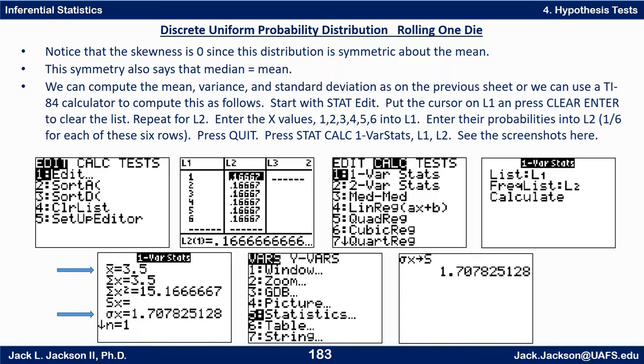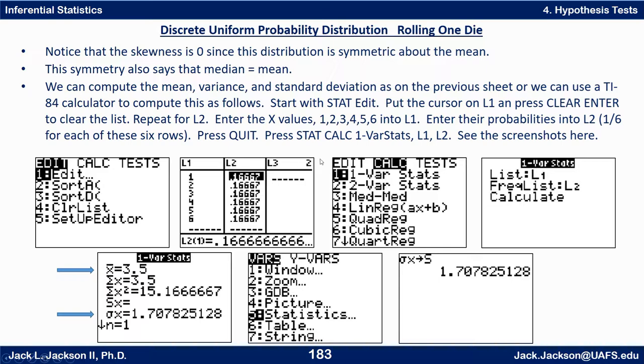The way to do that on the calculator, this is for the TI-84, is you start by pressing Stat and then choose Edit, number 1, and you'll get something like this. First, clear your list by putting your cursor on L1, hit Clear and Enter, which will clear the list out. Repeat for list 2. Once they're both clear, put the X values in list 1: 1, 2, 3, 4, 5, 6, and in list 2, put their probabilities, which are 1/6, 1/6, 1/6, all the way down.